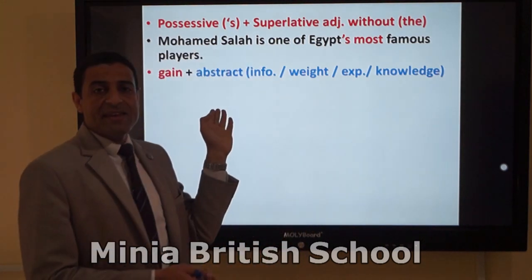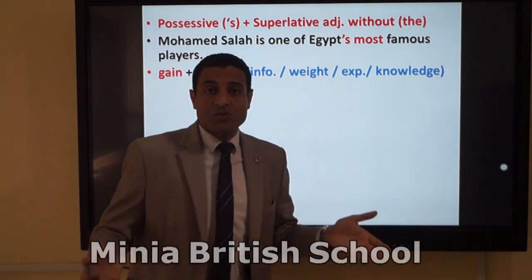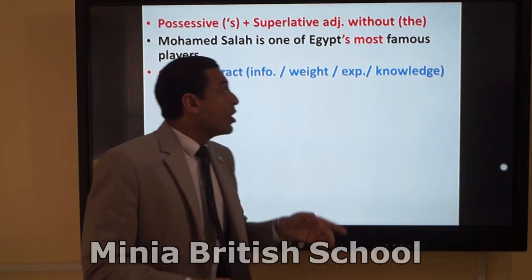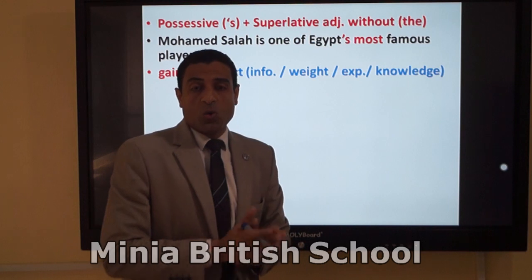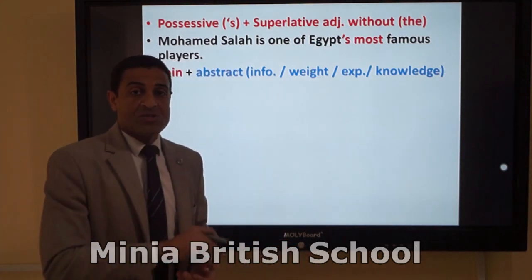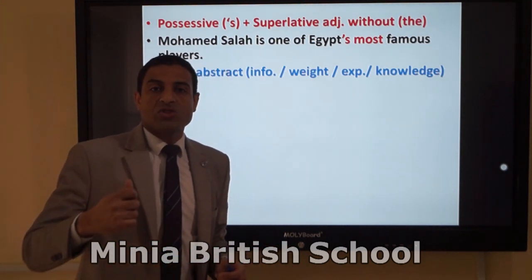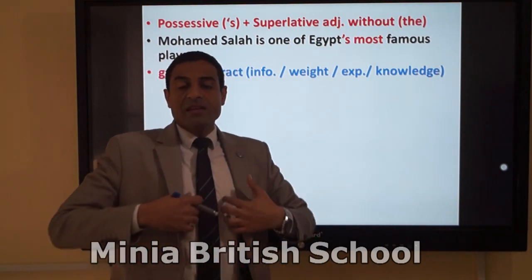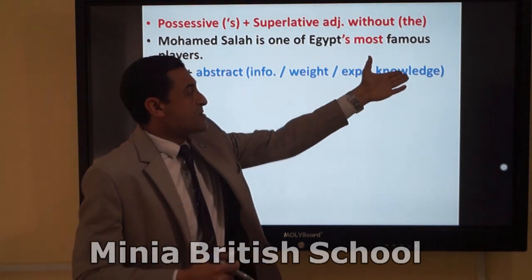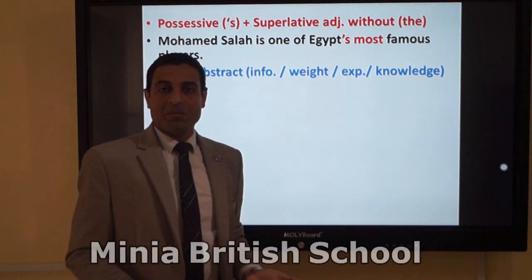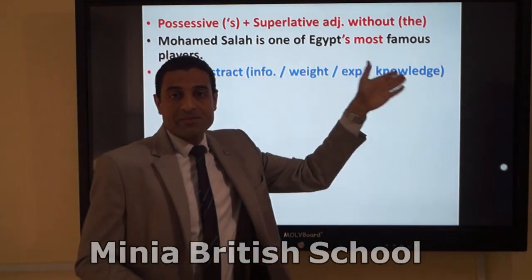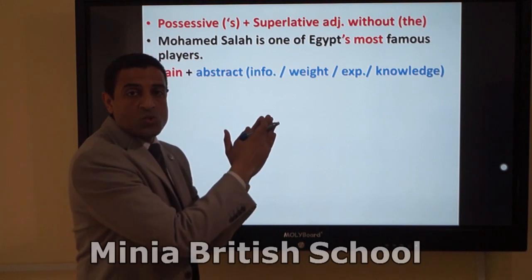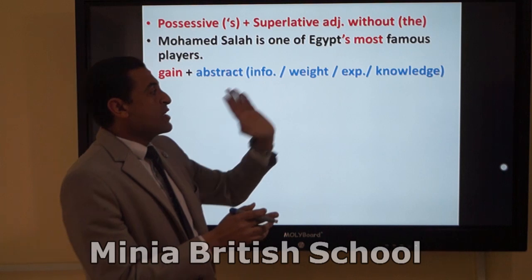And here, gain. When you use gain, you have to use an abstract noun after it, such as gain some information, gain weight, gain experience, or gain knowledge. All these nouns are called abstract nouns. I have to remind you, abstract nouns are the nouns or things that you cannot touch or smell. You cannot use your five senses to feel them, but you feel them, just like information, weight, experience, or knowledge. So when I use the verb gain, I have to use a kind of abstract noun after it.